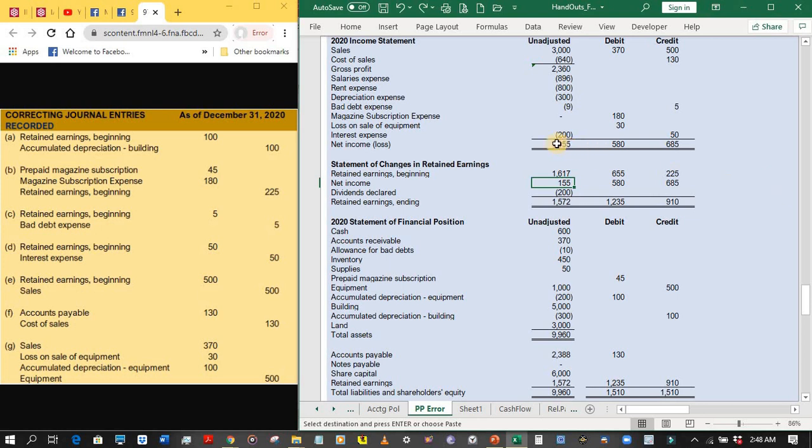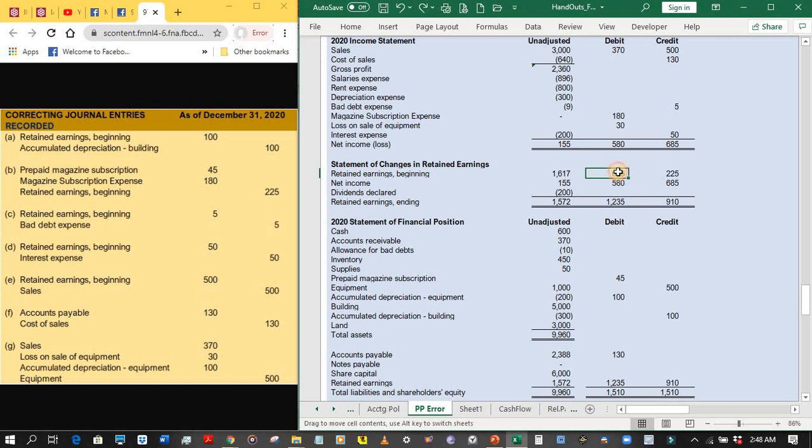So basically, this row has the same balances. Again, the 580 and 685 in the debit and credit section of the statement of changes in retained earnings were taken from the total debit and total credit in the income statement section.